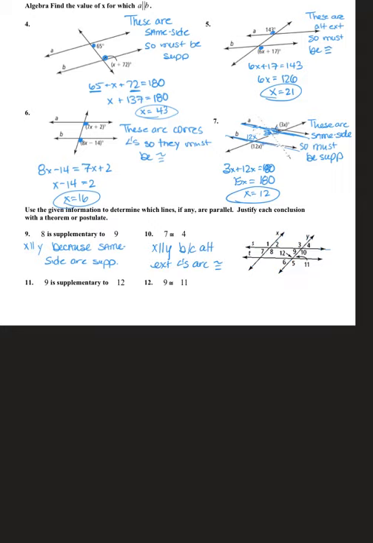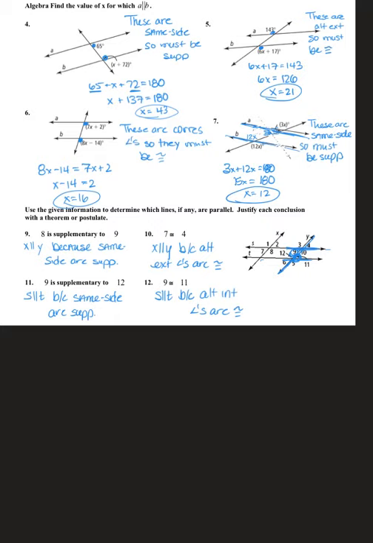All right, the next one says 9 is supplementary to 12. So we look at where 9 and 12 are. So that is using this line and these two lines. And those are same side and they are supplementary. So we know that those lines have to be parallel. All right, and the last one, 9 and 11. So here is 9 and here is 11. So again, we're looking at lines S, T, and then Y. And those are alternate interior. So we know that S is parallel to T because alternate interior angles are congruent.